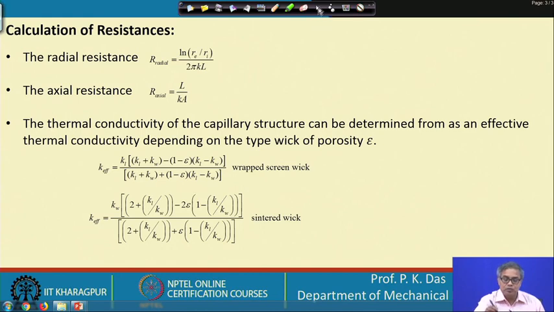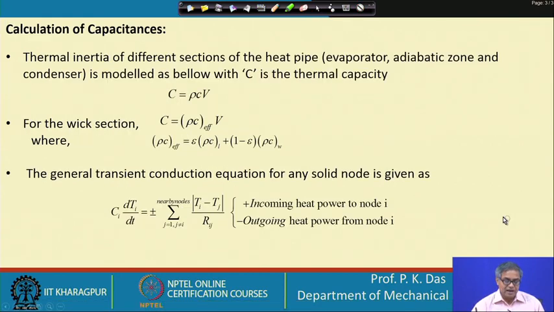Now, if we move to the next slide, how can we calculate the capacitance? Because each of the lumps or each of the nodes will have some capacitance, and if we consider the transient problem, then the consideration of capacitance is very important. So, basically we are talking about thermal inertia and thermal capacitance. So, this C is the thermal capacity and it is given by rho C into V. Rho is the density, C is the specific heat and V is the volume.